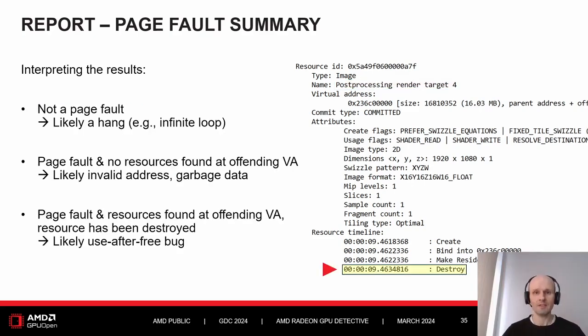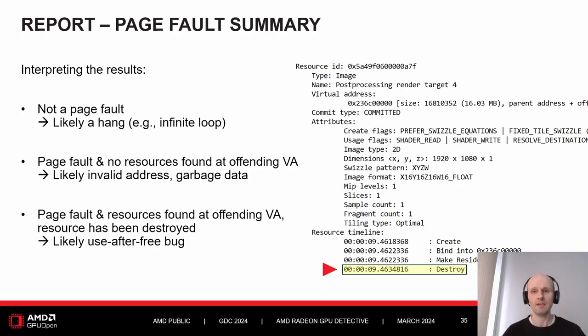The resource timeline section includes a list of explicit events, such as create and destroy, and other events made by the driver, such as bind and make resident, basically all the events that occurred throughout the resource's lifetime. Timestamp format is hours, minutes, seconds, and clock cycles, and it shows the duration from the application launch. Now, let's look at how to interpret those results.